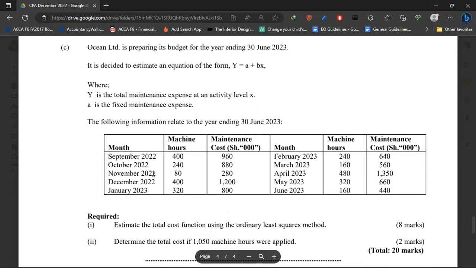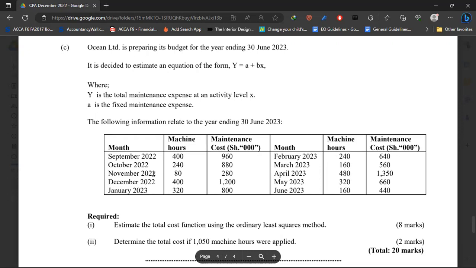Ocean Limited is preparing its budget for the year ending 30th June 2023. It is decided to estimate an equation of the form y equals a plus bx, where y is the total maintenance expense at an activity level x, and a is the fixed maintenance expense. The following information relates to the year ending 30th June 2023.